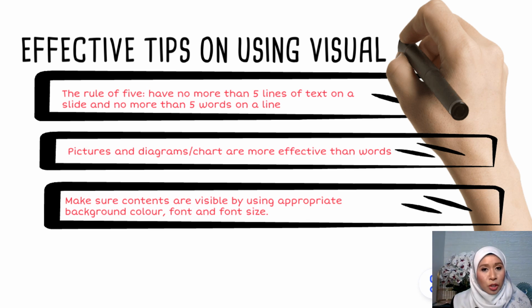Next, put in pictures and diagrams or charts. It is more effective than words because we tend to like to look at more pictures and even videos. So when you choose pictures, make sure that the pictures are related to your points. Do not put in pictures that are not related. It would just end up being a distraction in your slide. Next, make sure contents are visible by using appropriate background color, font, and size.